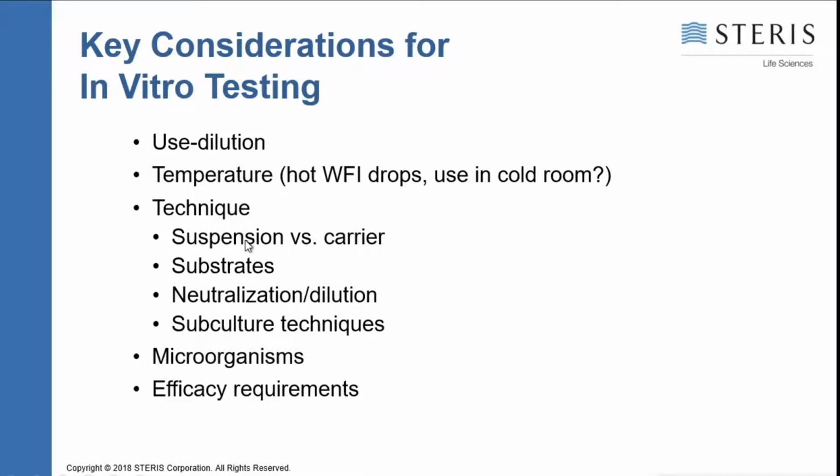Another key thing can be the technique you're going to use. Suspension versus carrier method, what surfaces you will do, typically a risk assessment to determine which surfaces to use. For neutralization, that is a step that needs to be validated to make sure the neutralizer is really working. Any subculture techniques with molds or bacillus, you'll need to define those and make sure you can conduct them effectively. And also choosing your microorganisms may require a risk assessment or a gap analysis. So efficacy requirements can be very important. You'll have to consider that as well.